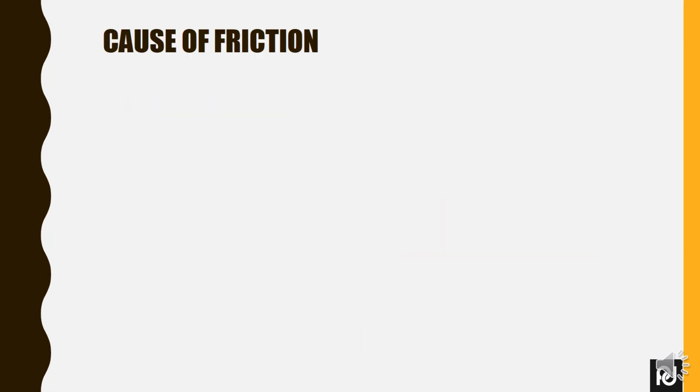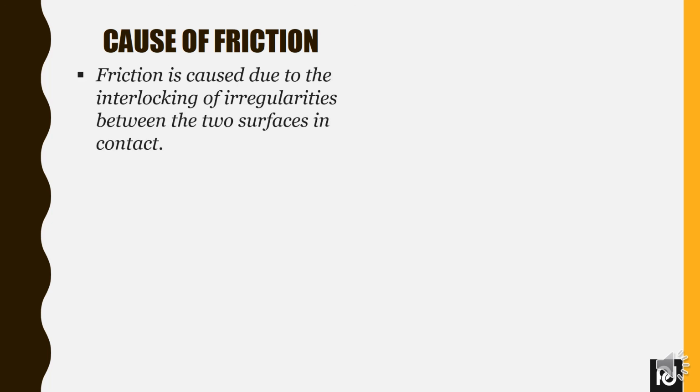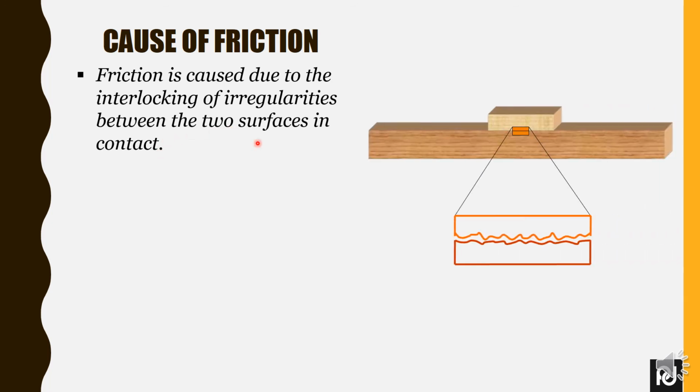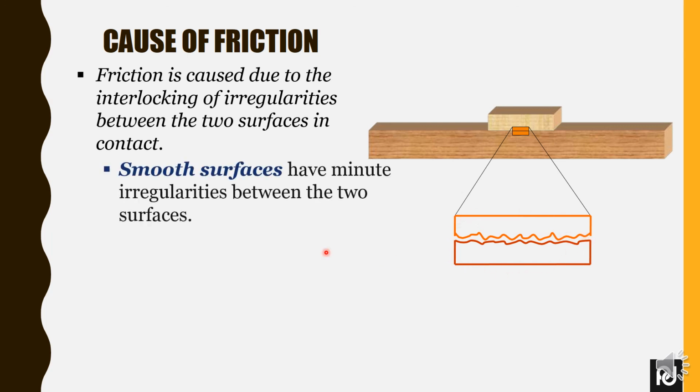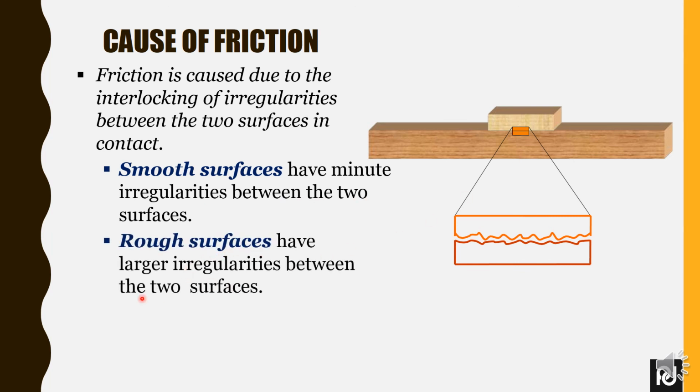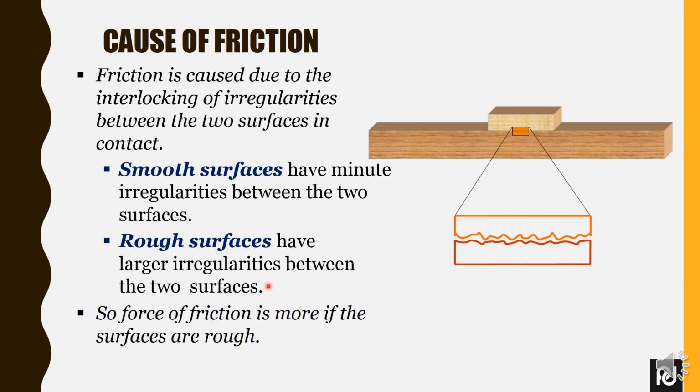So the last topic for the video is the causes of friction. Well, as you already are aware of, friction is caused due to the interlocking of irregularities between the two surfaces. This is showing the irregularities which we have discussed earlier as well. So the smooth surfaces have minute irregularities between them, whereas rough surfaces will have larger irregularities between the two surfaces. So the force of friction is more if the surfaces are rough. It's that simple.